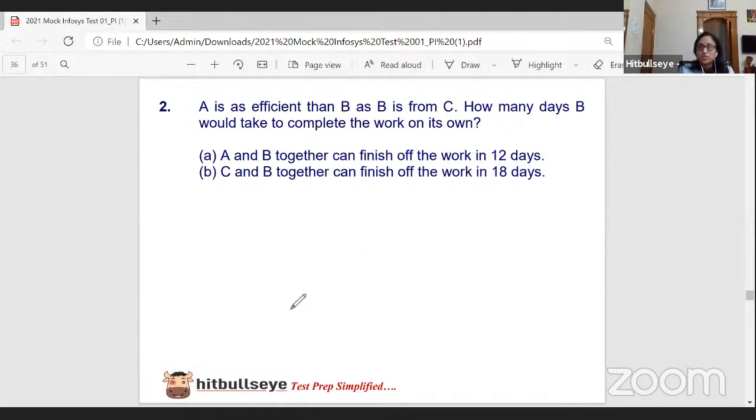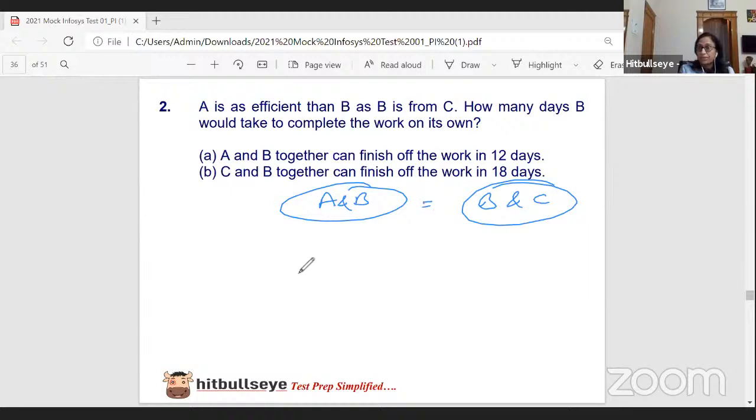So the question is saying, A is as efficient compared to B as B is to C. So the efficiency comparison of A and B and C is exactly the same. Question is asking, B will take how many days to finish the job? Now, information A tells me only about their combination. Information B tells me only about their combination. And it is very clear, if I combine the two informations, I will be able to compare them and find everything.